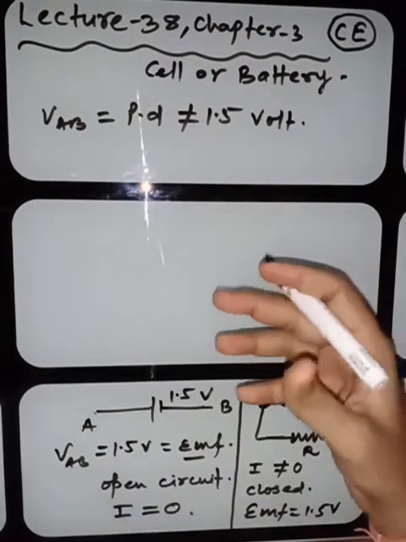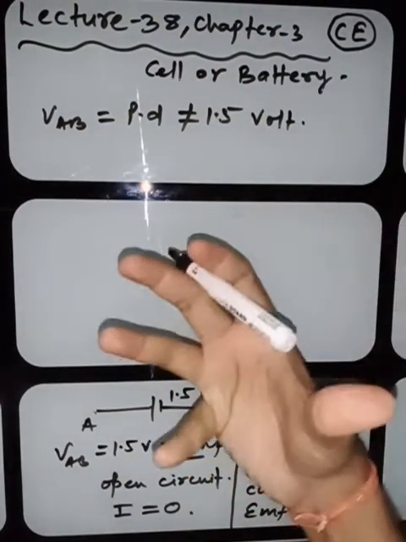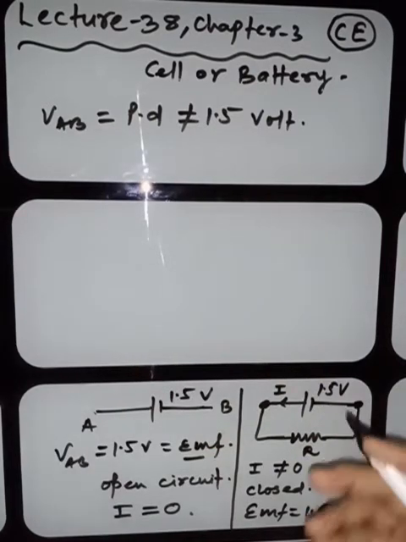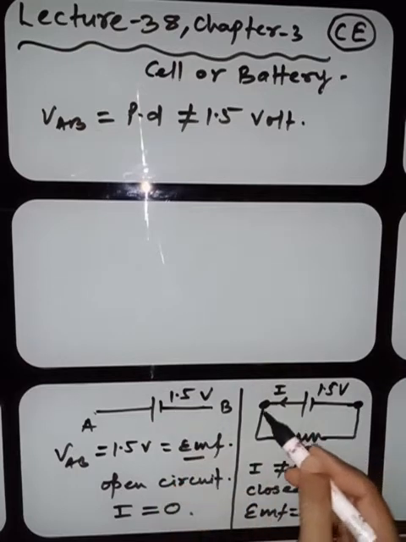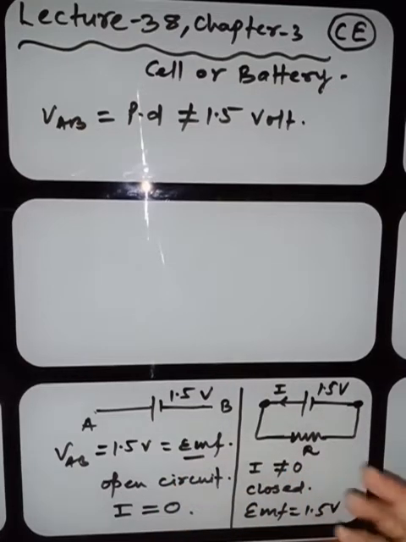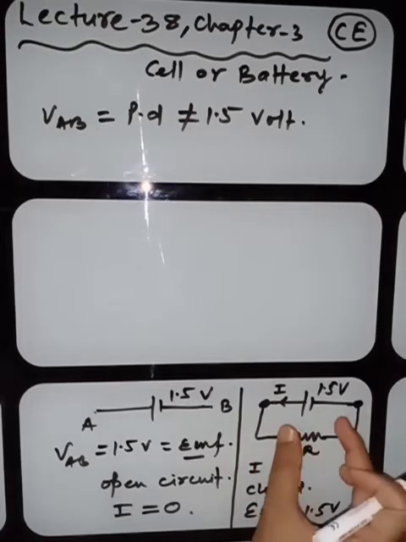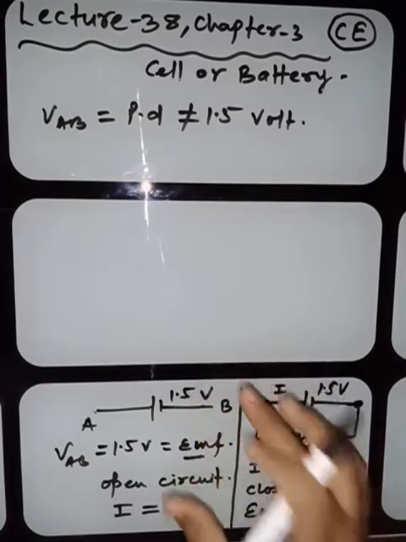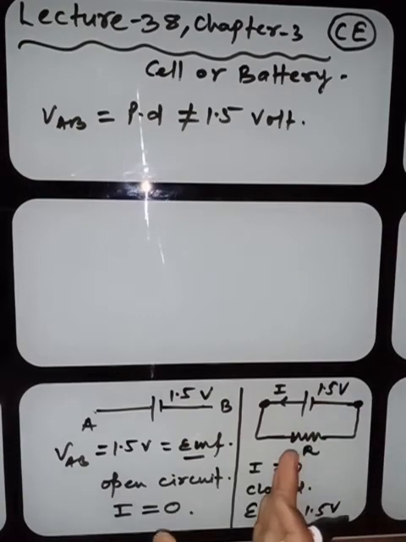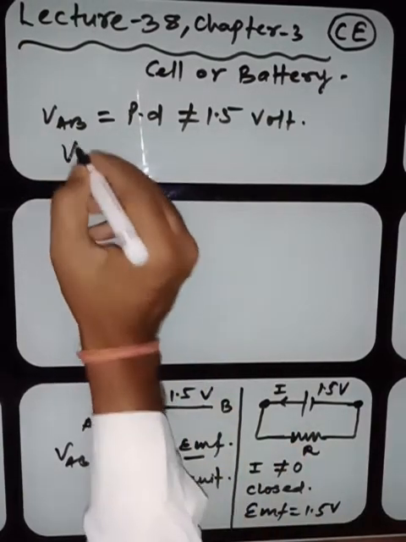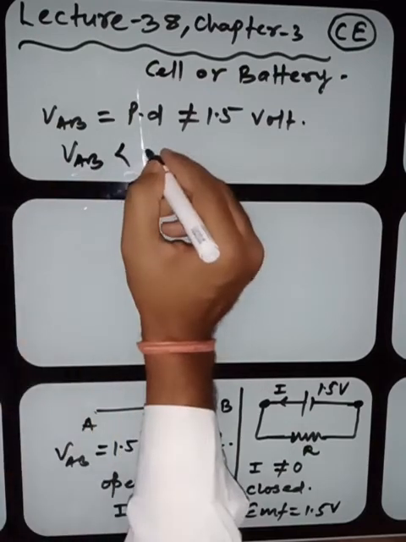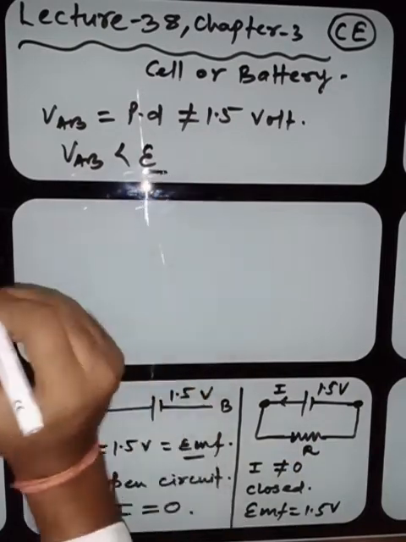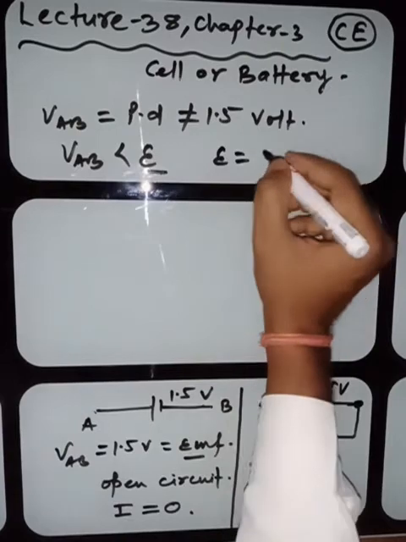Why? Where has this potential gone? Actually, here 1.5 volt is written, but where has this potential difference gone? If it is 1.5 volt, it should be 1.5 volt over here also. But the answer is that now the potential difference is not 1.5 volt actually. So what happened to the potential difference, that we will study in very detail. Now when the circuit is closed, then VAB will be smaller than EMF. EMF remains constant. It is E, 1.5 volt, and it is constant.